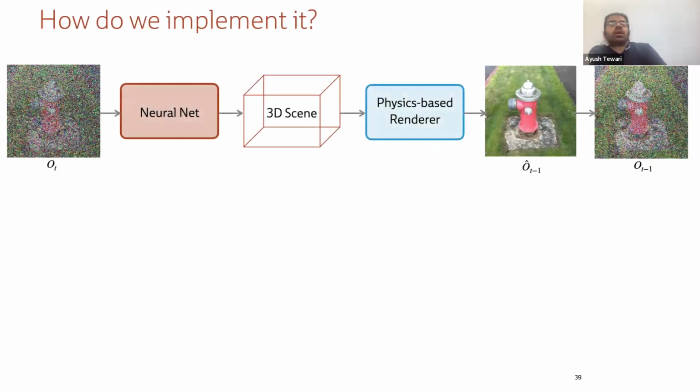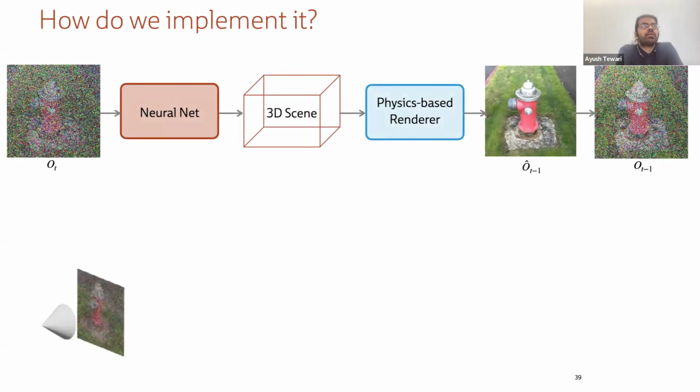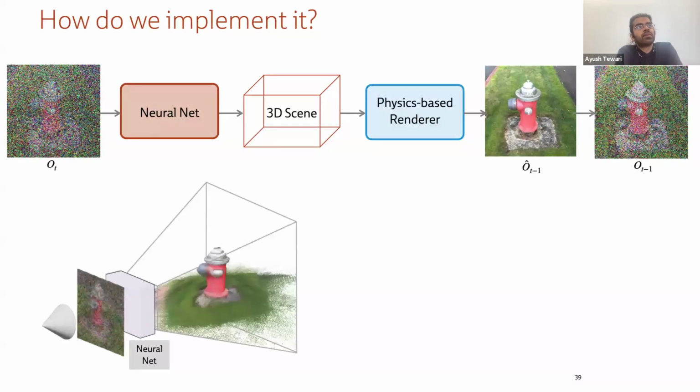Okay. So let's look at how we actually implement it. So we have the noisy image. As I had mentioned earlier, we know the camera poses that correspond to every image. So we have this camera, we have the image, then we have the neural network that gives us some features, and these features parameterize an underlying 3D scene. So this is the underlying 3D scene that the features parameterize, and it does so implicitly.